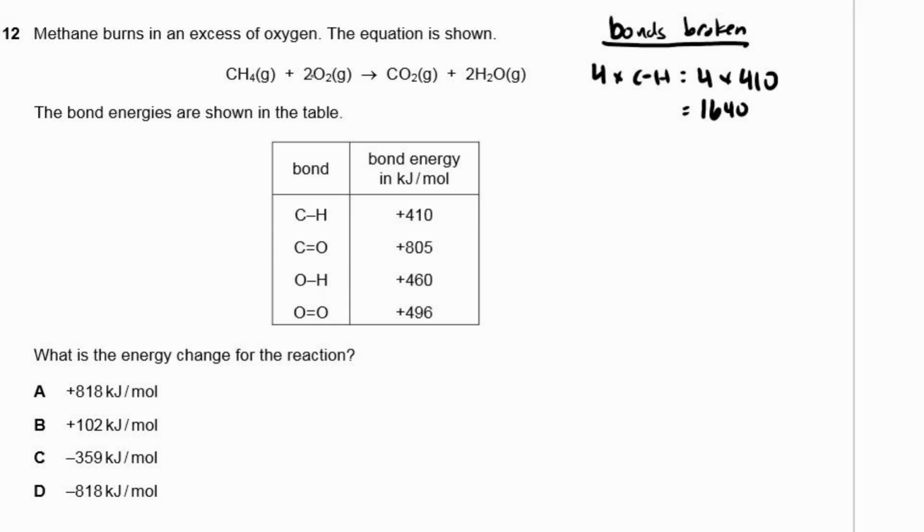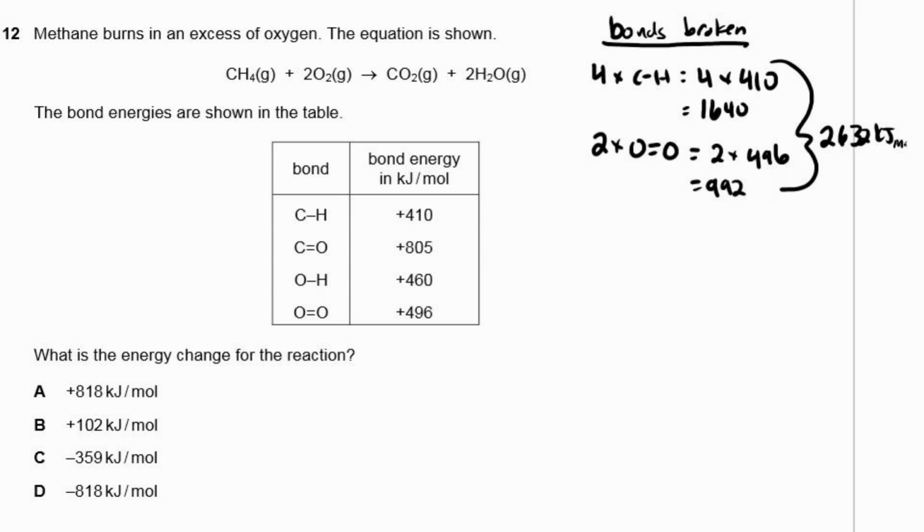Okay, we also have 2 oxygen molecules broken apart, so we have 2 times O=O. Okay, and so the answer for that is 2 times 496, which equals 992 kilojoules per mole. If you add up 1640 plus 992, that means you get 2,632 kilojoules per mole broken. Okay, now let's look at the bonds formed.